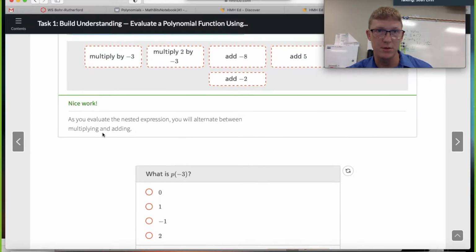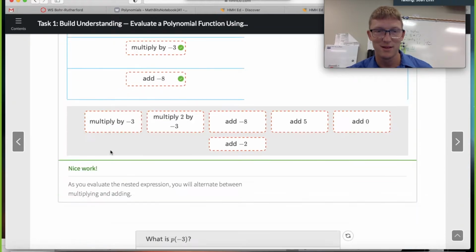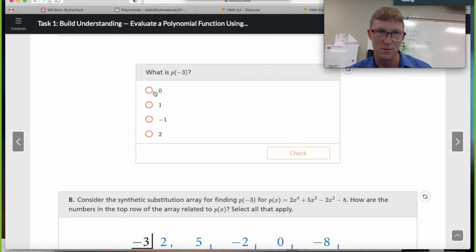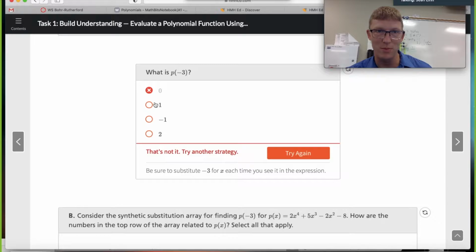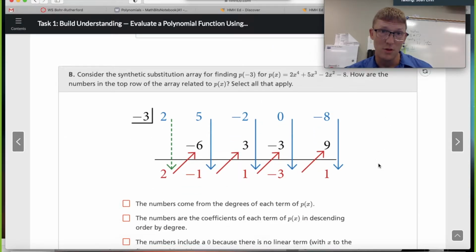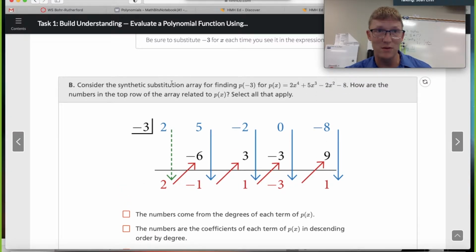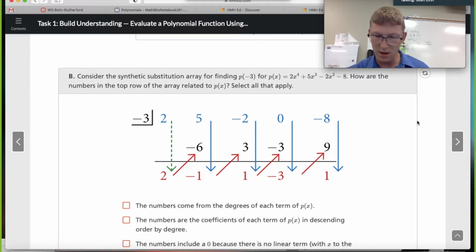Oh, I didn't actually do the math. Again, I didn't do the math, so whatever. I'm skipping that because I want to spend more time on this: consider the synthetic substitution array for this exact same polynomial at negative 3. How are the numbers in the top row of the array related to p of x? Select all that apply. So here is how we would set this up.